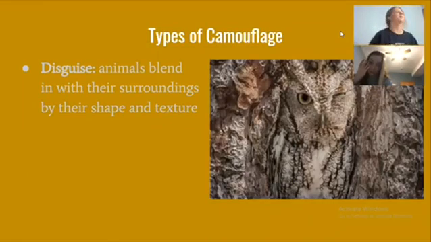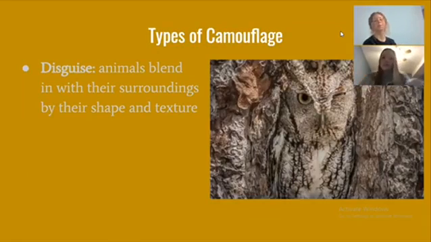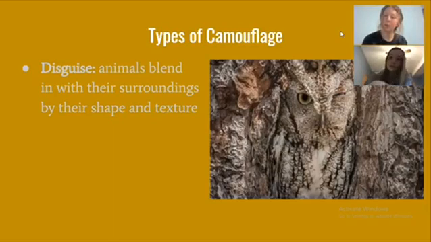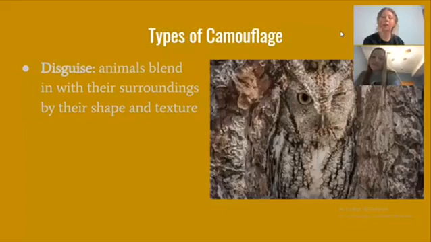Next is disguise, and that's when an animal blends in with their surroundings by the shape or texture of their body. If you look at this picture, you can see the owl blending into the tree trunk and the bark with the texture of its body. Can you guys think of another example where an animal uses the shape or texture of its body to blend in?